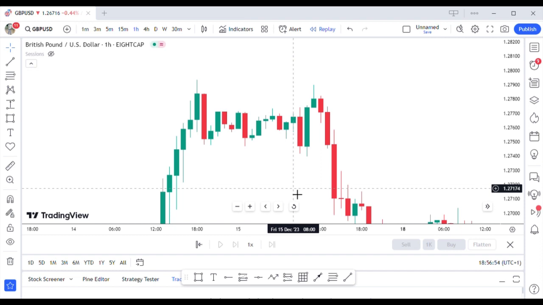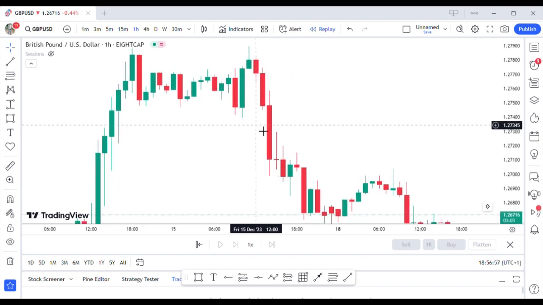So if you have any question concerning this, you can ask me in the comment section. But let me show you guys how to trade it.